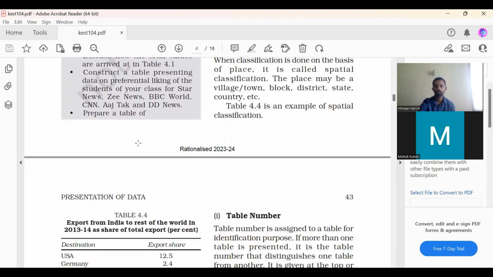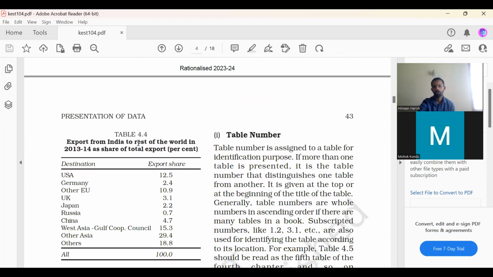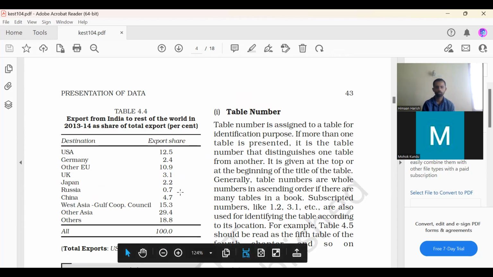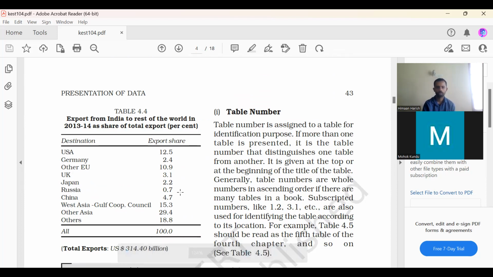Table 4.4 is an example of spatial classification, which represents the exports from India to the rest of the world in 2013 to 2014 as a share of total export, in percentage. Which is the highest country India is exporting to in 2013-14? It is definitely in Asia. Other Asia, yes. And among the Western countries, we are exporting more to USA because it has an export share of 12.5% of total exports.